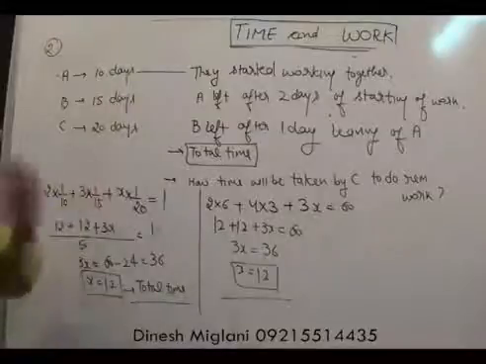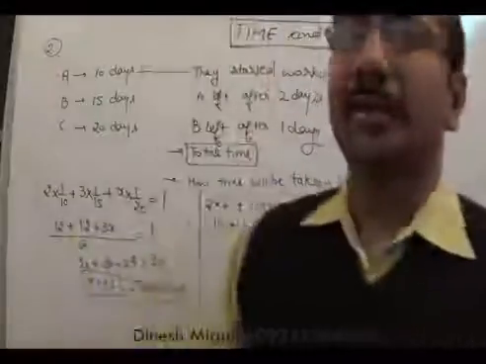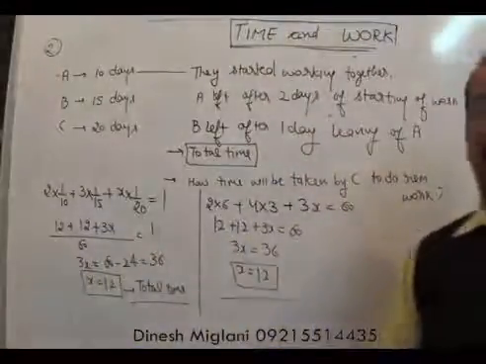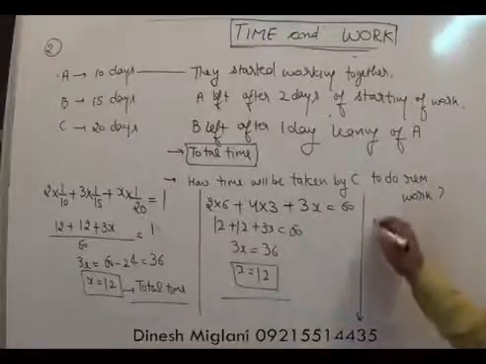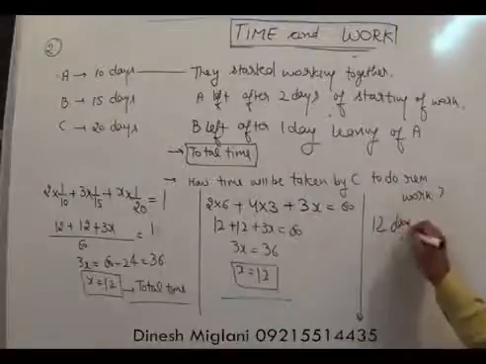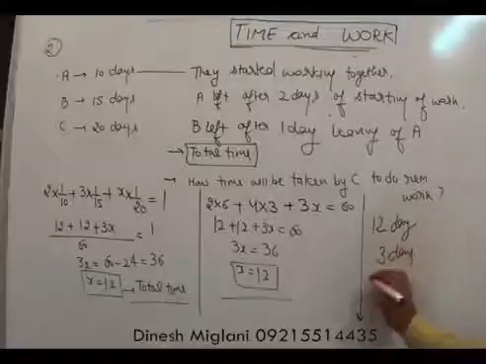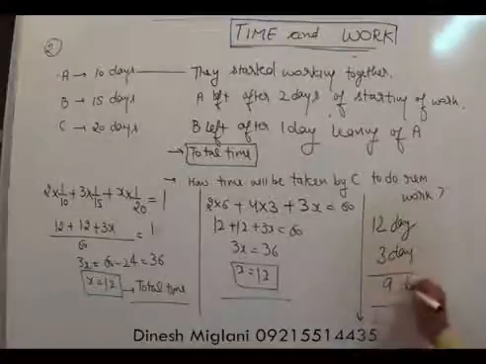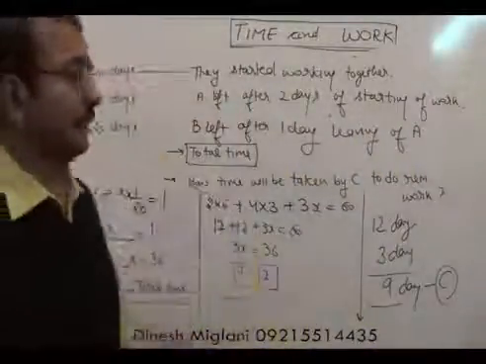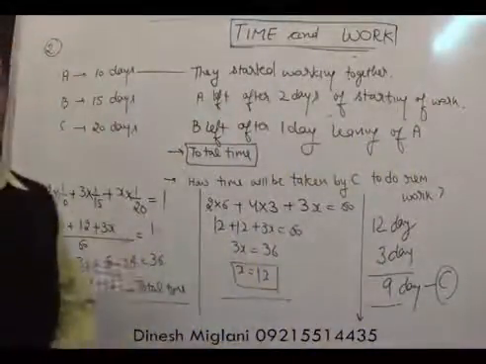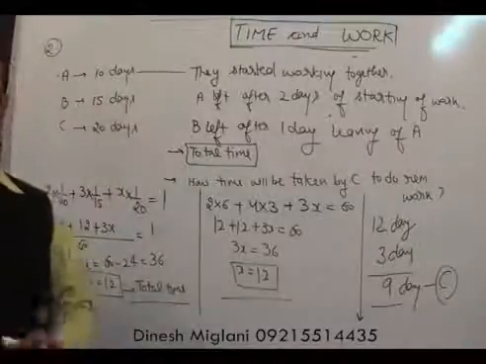Now we take the second question. How much time will be taken by C to do the remaining work after A and B leave? The total time taken by them is 12 days. After how many days did both A and B leave? 3 days. It means for the remaining 9 days, only C has worked. After 2 days A left and after 1 more day B left. For the first 3 days A, B, C are working and after that only C was working.